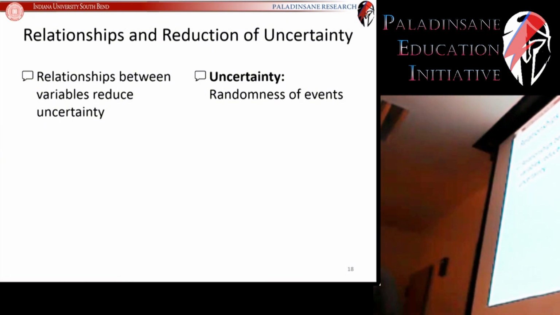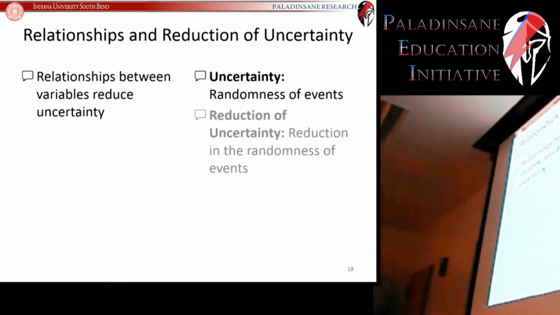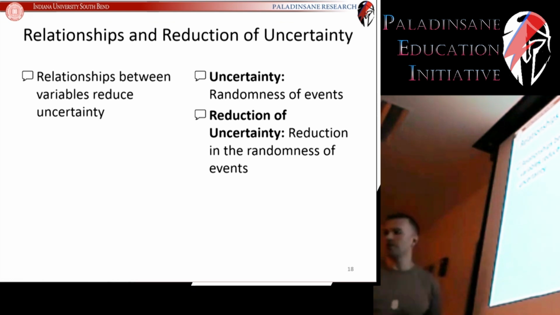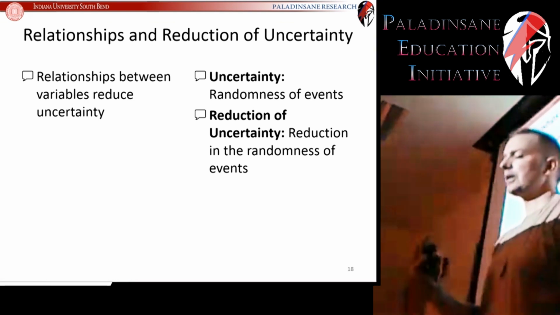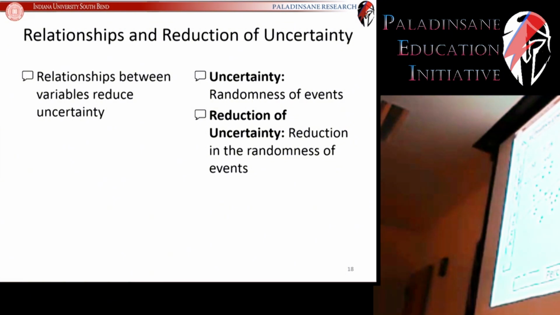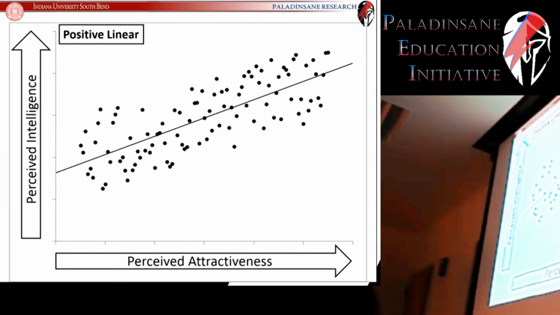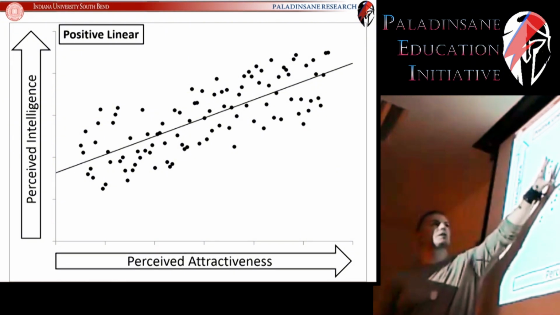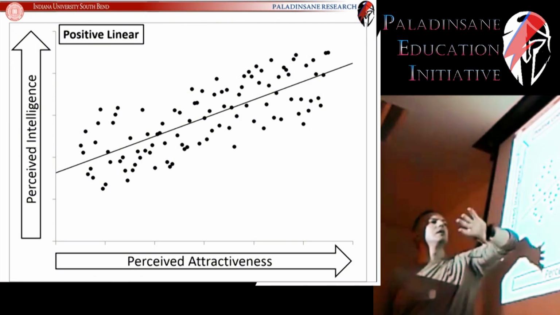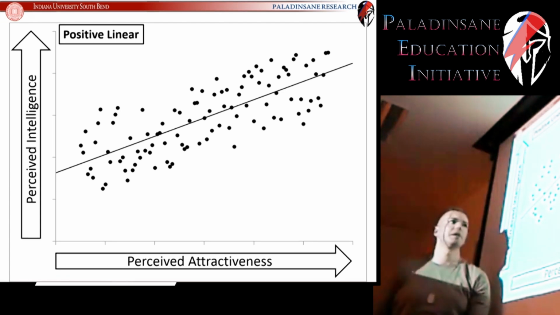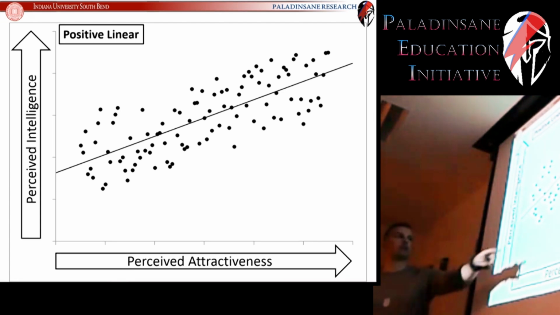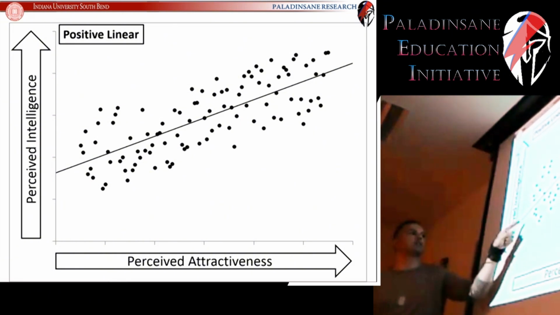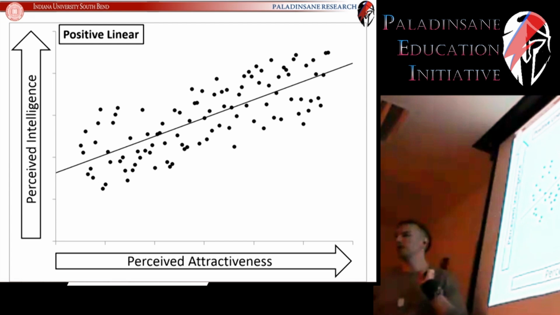What does that mean? Well, uncertainty means the randomness of events. That's literally what uncertainty means. You don't know what's happening. You have no way of knowing because the events are random. The reduction of uncertainty, therefore, is the reduction in the randomness of events. So visually, an easier way to understand this is, let's say that we did this experiment and we had 100 photos, and each of those was one of these dots. These are the 100 photos that were judged in our experiment. For each photo, we had subjects rate how attractive the person was and how intelligent they thought they were, and that's what these scores are.